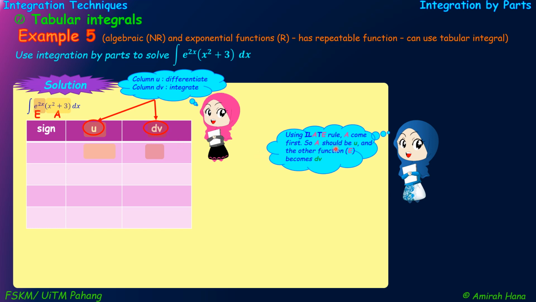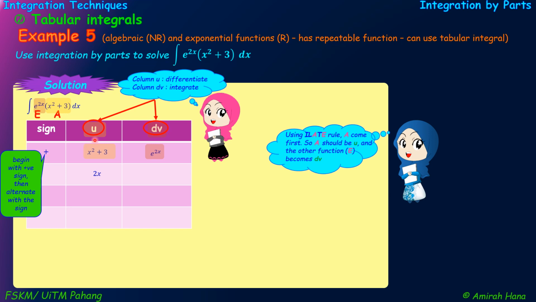So, now A should be u. A means x squared plus 3, which is the algebraic function. The other function, which is the exponential function e to the power of 2x, becomes dv. After that, we need to put a positive sign in the sign column. We begin with a positive sign, then we alternate the sign. So, we start with positive.